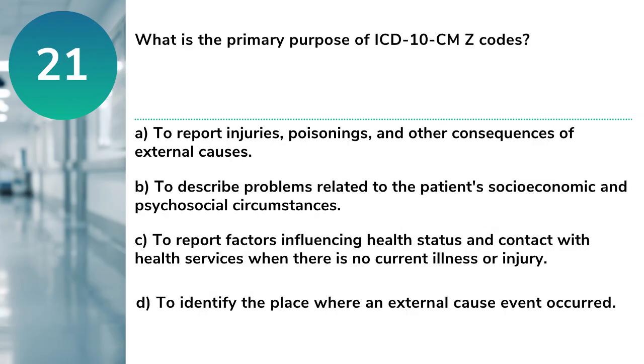Question 21. What is the primary purpose of ICD-10-CM Z codes? A. To report injuries, poisonings, and other consequences of external causes. B. To describe problems related to the patient's socioeconomic and psychosocial circumstances. C. To report factors influencing health status and contact with health services when there is no current illness or injury. D. To identify the place where an external cause event occurred.